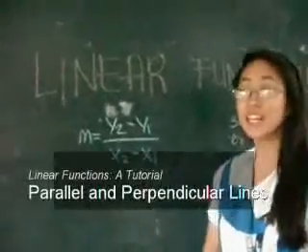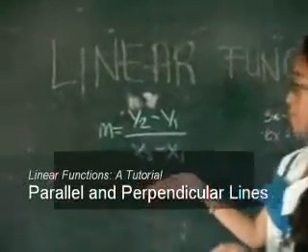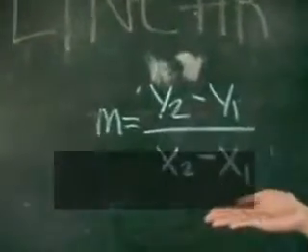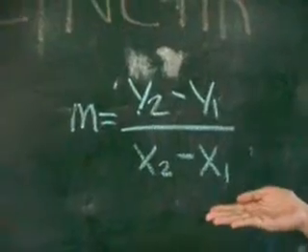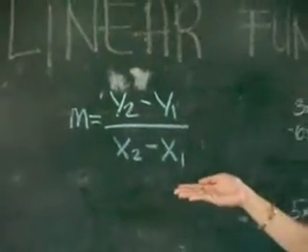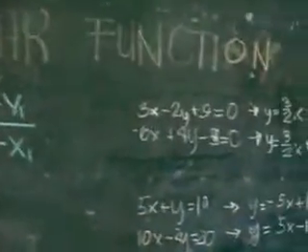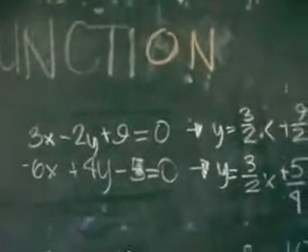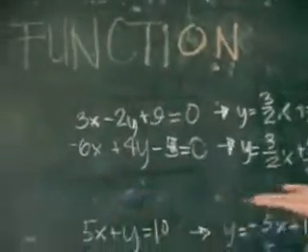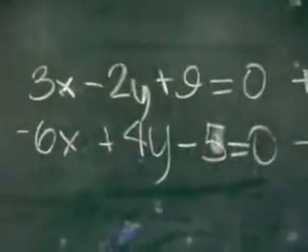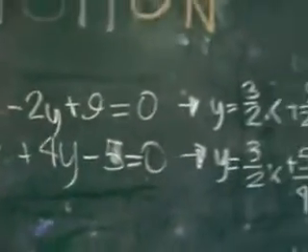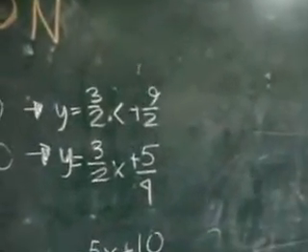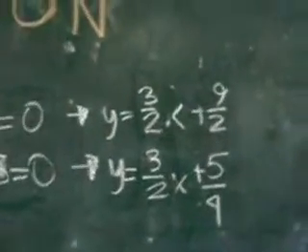Before we forget, here's the formula for slope. M equals y sub 2 minus y sub 1 over x sub 2 minus x sub 1. Today, our topic is about parallel lines and perpendicular lines. Here's an example of parallel lines. We cannot distinguish their slope, so we have to convert it to slope-intercept form and observe its slope.